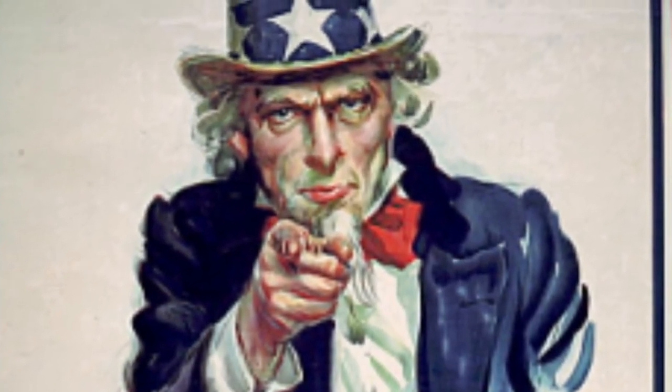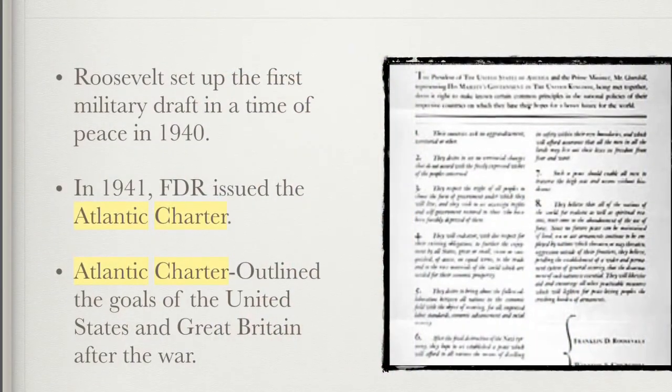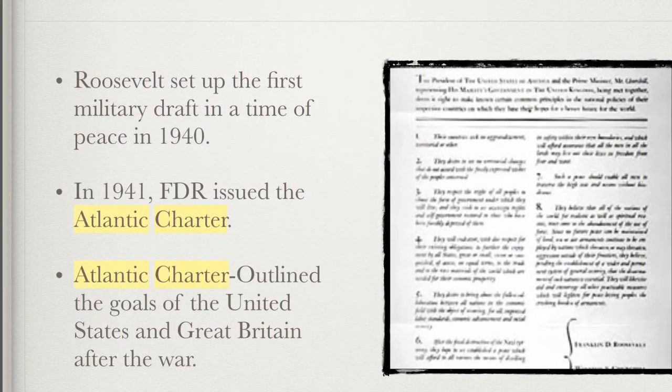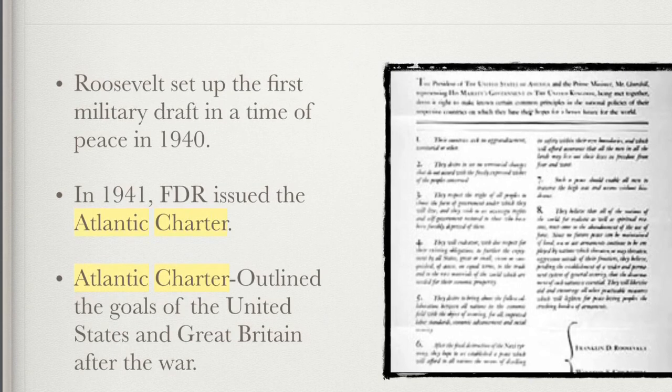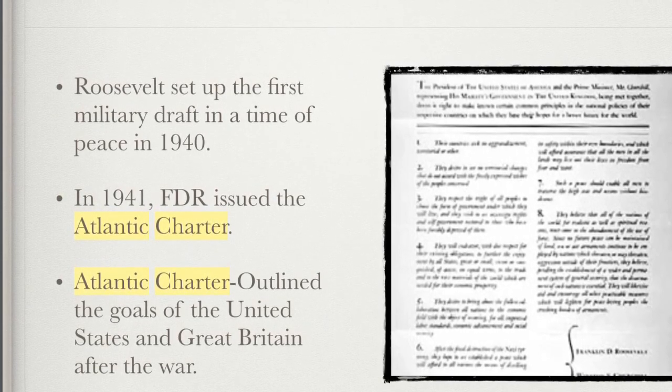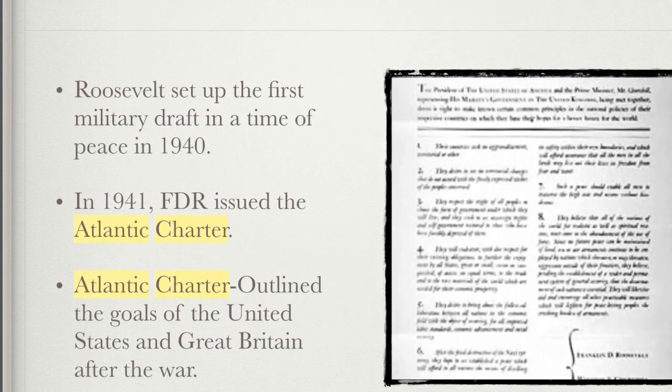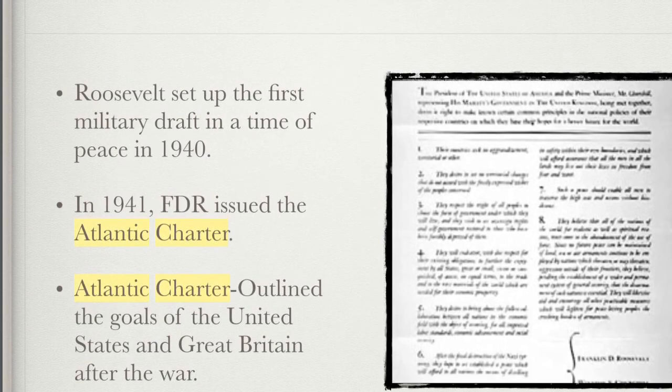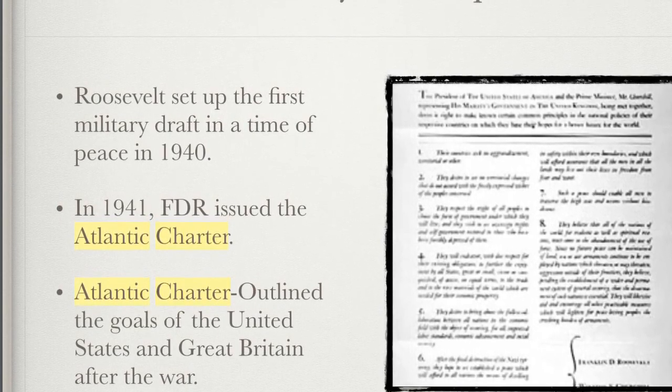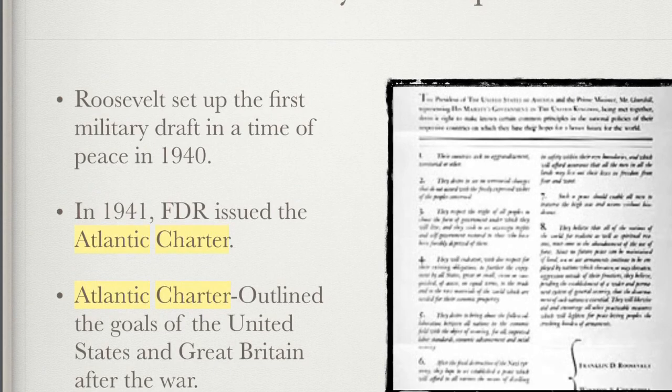Roosevelt's third step was his plan to build up the military. So by 1940, Roosevelt implemented the first peacetime draft in United States history. Even though the United States was not fighting the war at this point, Roosevelt thought it was necessary to have a draft and make the United States get ready for war.